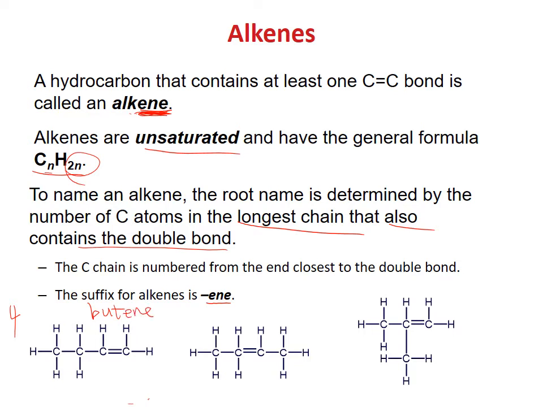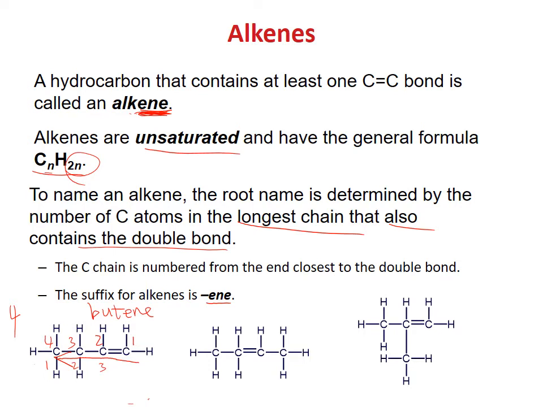We should also number the carbon atoms. We should number the carbon atoms from right to left, because this will make the double bond closest to the end. So this is number 1 carbon with the double bond, then number 2, 3, and 4. If we go from left to right, that will put the double bond at the number 3 carbon, so that's not the correct way.